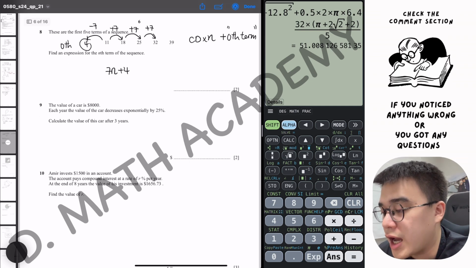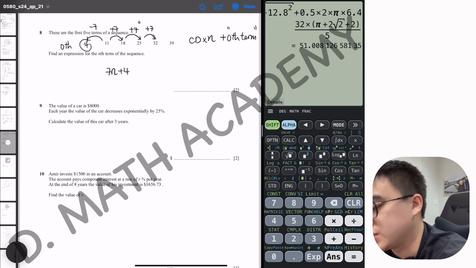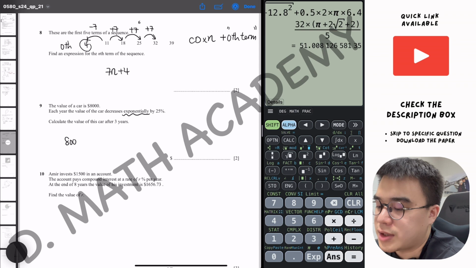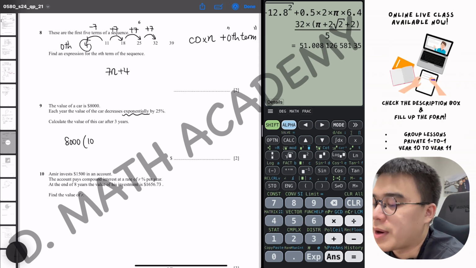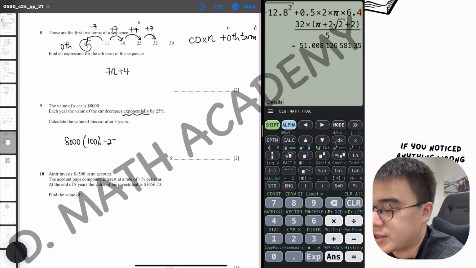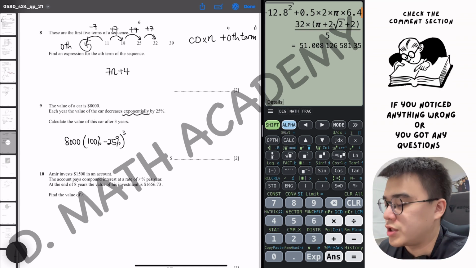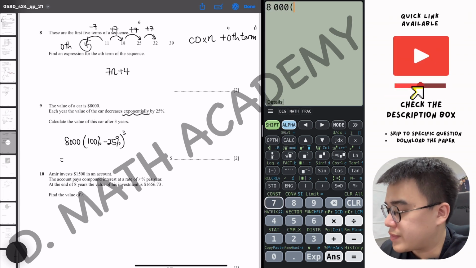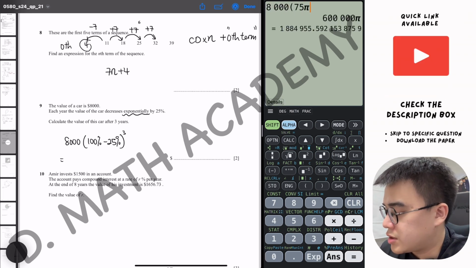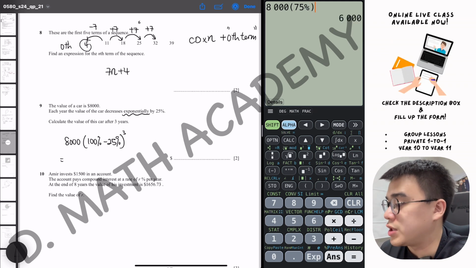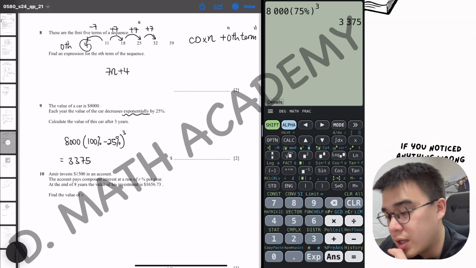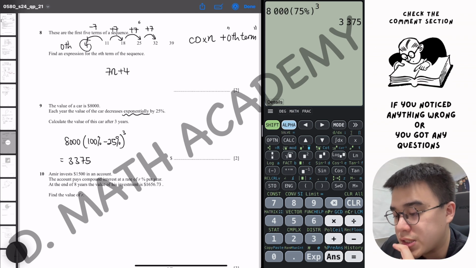Next question, question 9, about exponentials. So this is a reminder that the formula that we're dealing with right now is actually a compound formula. So 100% will minus by 25%, and it's going to repeat for 3 years straight. So 8,000, 75% to the power of 3, and you will get your answer as 3375. Okay, moving on to question 10.